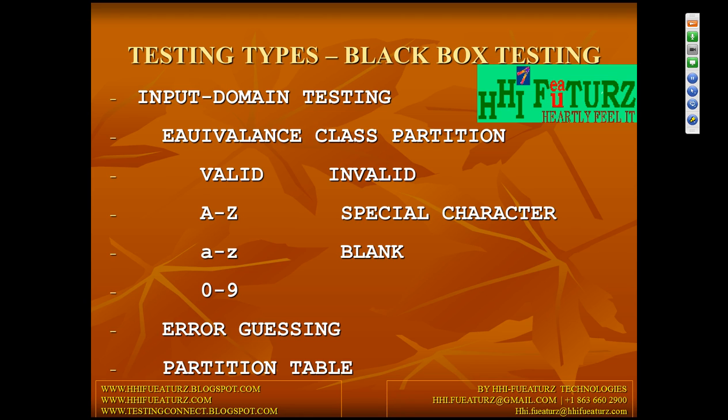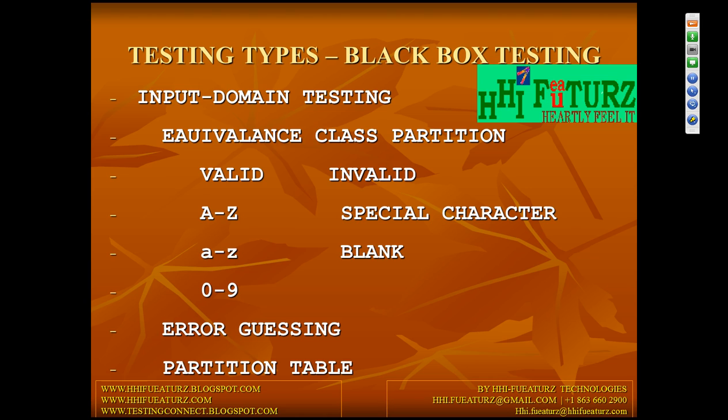Okay, like this, invalid combinations of data, invalid test sets of data, you will take and validate. So that is nothing but error guessing. And all these possible combinations of error guessing, you may come up with even in the form of a table. That is nothing but a partition table. In the form of Excel, you can create a table with all possible combinations.